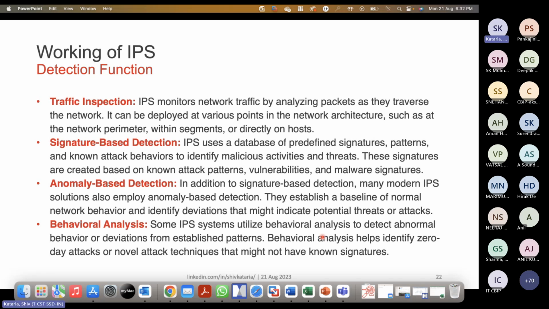Signature-based detection is a technique where we hard code the patterns, the vulnerabilities, and malware signatures in the detection engine. Anomaly-based system is where we put the baseline of normal versus abnormal behavior, and behavior-based is typically understanding the patterns which could exist in the malicious behavior, and whenever there is a deviation from those patterns, it will detect those activities.